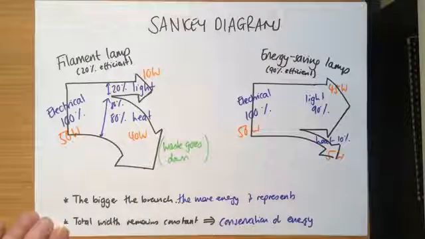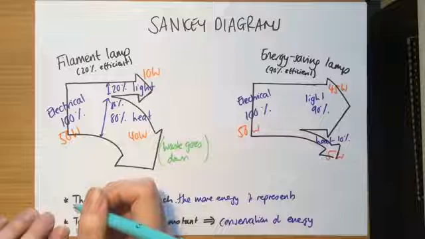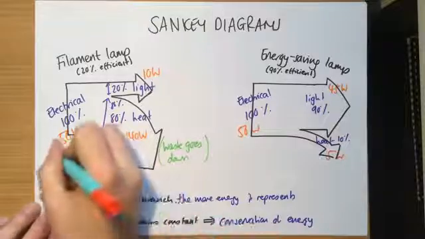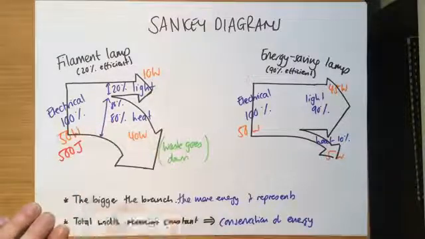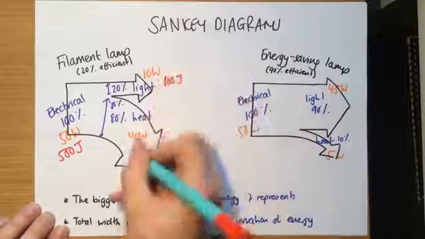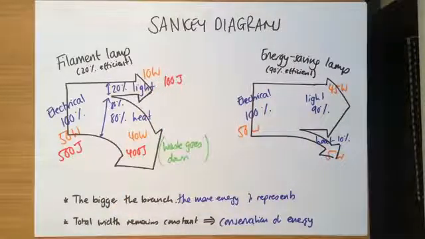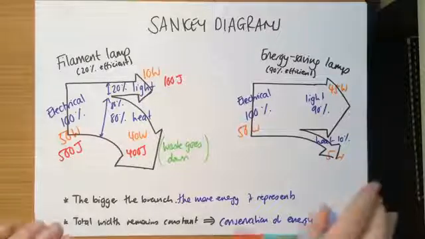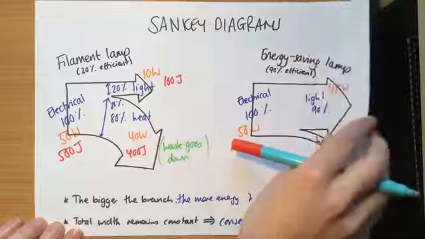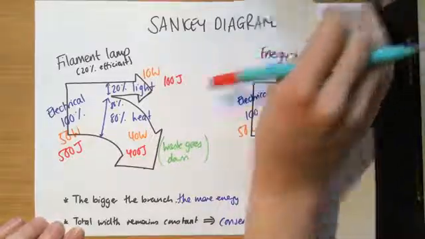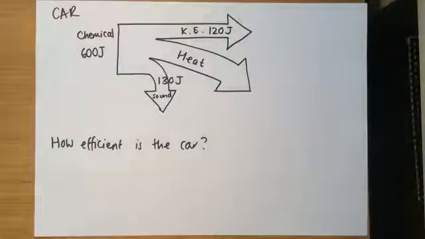We could also write it in terms of joules. So let's think about, maybe not an hour, maybe more like 10 seconds, this would use 500 joules of energy. This would become 100 joules, and this would become 400 joules. So you can write it in terms of percentages, watts or joules, it doesn't matter as long as you're consistent. So let's look at a problem that uses Sankey diagrams, which something similar might be presented to you in an exam. So we've got here a car. Now the car uses 600 joules, I'm going to say per second. It probably uses more than that, but I've just made this one up.